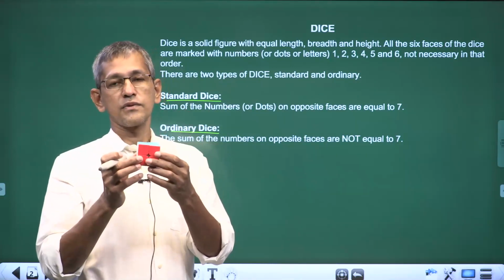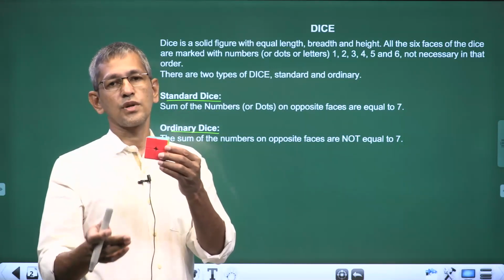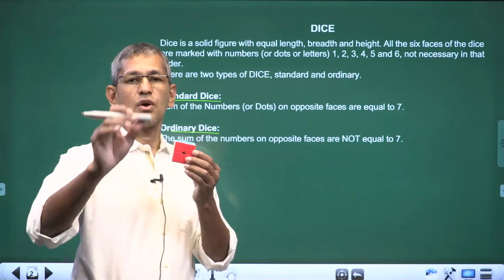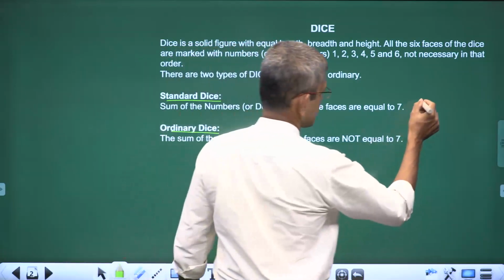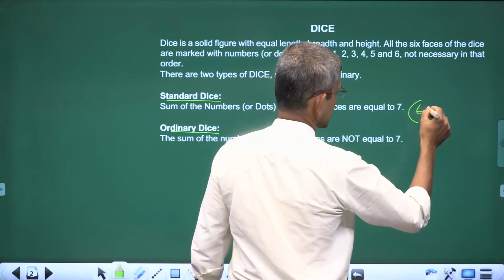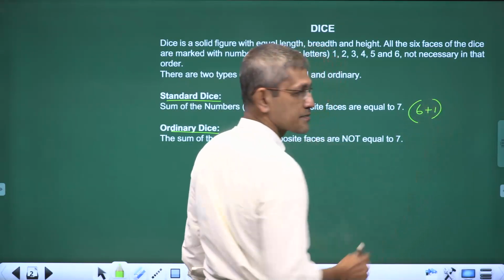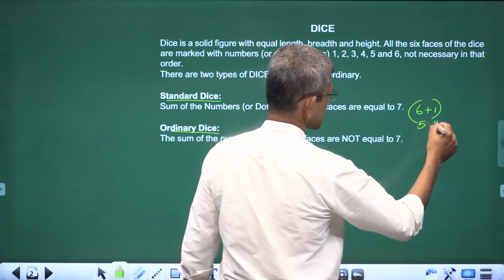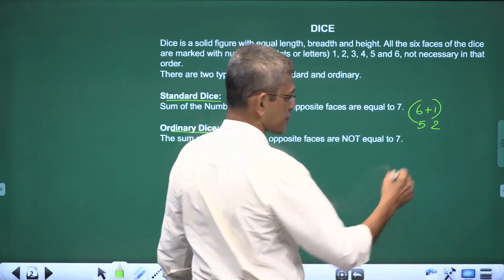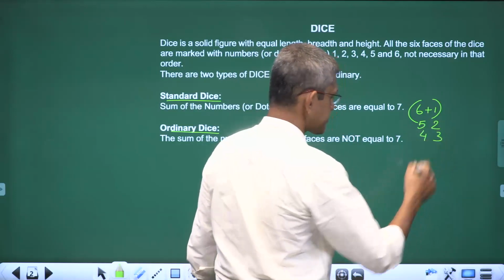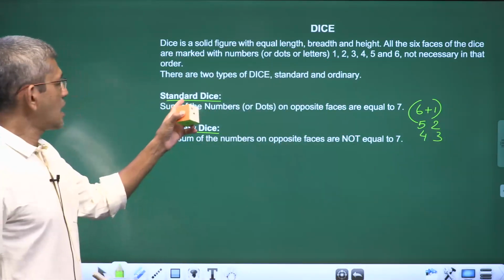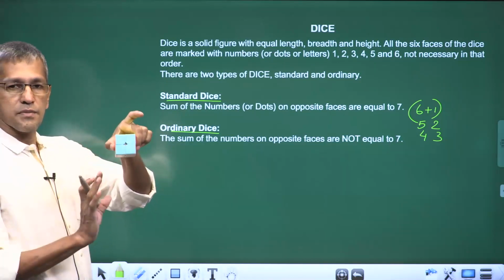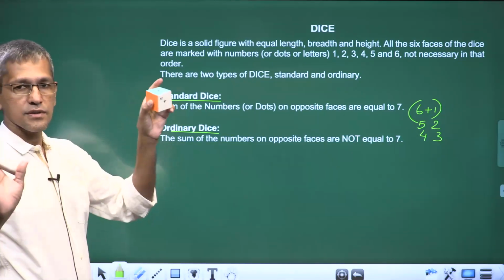Then we have 2 more missing, right? So what is it? 1, and the back would be 6. So 6 is always opposite to 1. 6 plus 1 is 7. Then the other pair, 5 and 2. 5 is opposite to 2. 4 must be opposite to 3. So that's called standard dice. If you see one face is marked as 5, then you can predict what is on the other face.